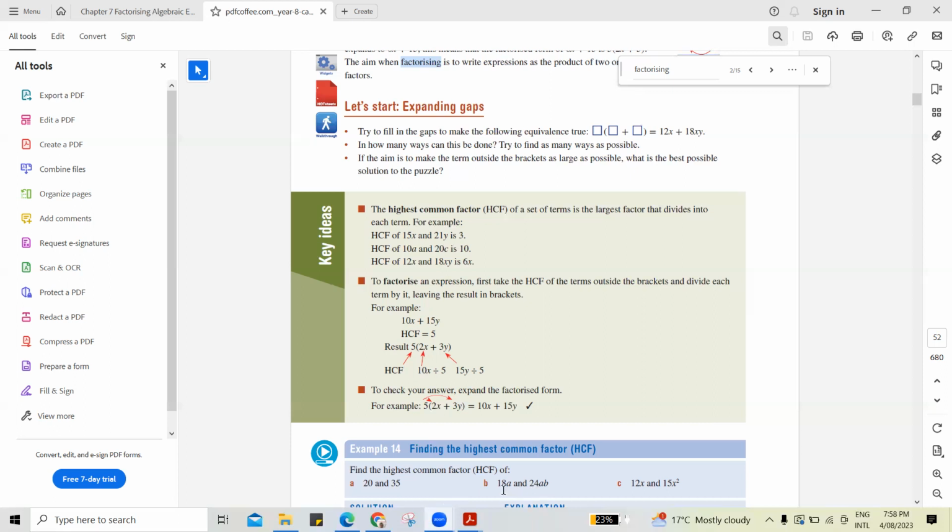Then 6. What else is common? A or B? Which one is common? A. Yeah, good job. A. Then the answer will be 6A. That's very easy, see? That is the highest common factor. Then what is the next one?